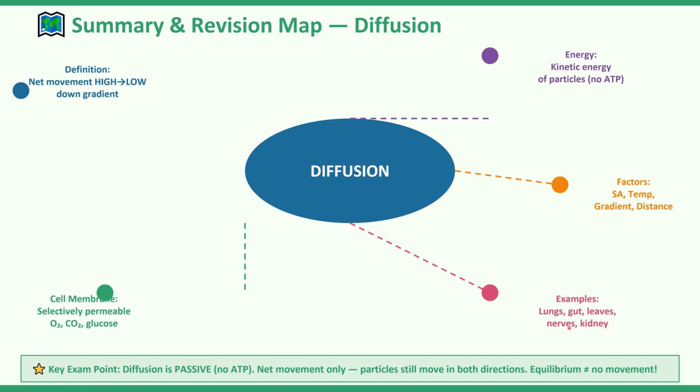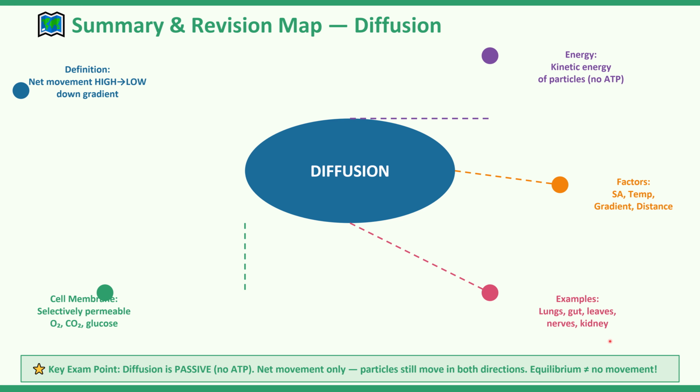Factors and real-world examples. On the right side, we recap the factors that change the speed of this process: surface area, temperature, concentration gradient, and distance. We see these factors in action across various biological systems. Examples include lungs for gas exchange, the gut for nutrient absorption, leaves for photosynthesis, and the kidney for filtration.